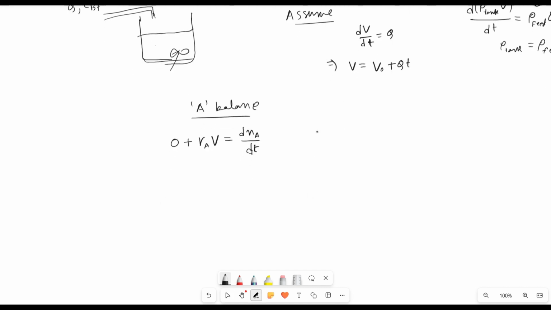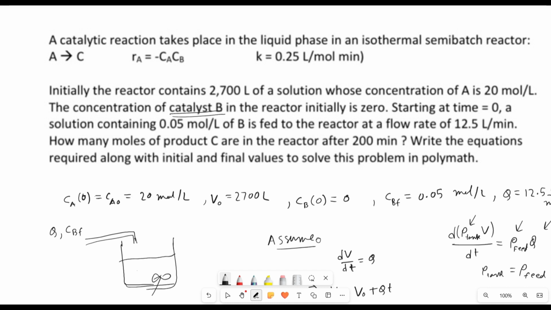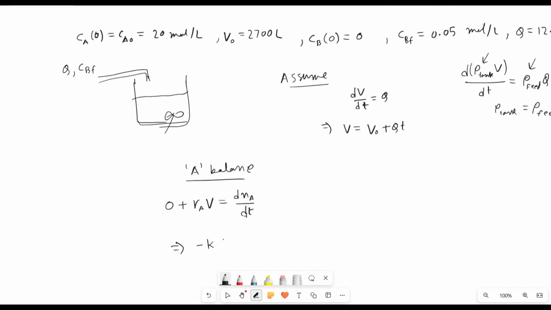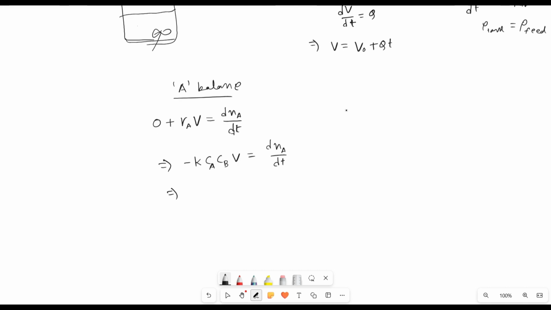Now, if we evaluate the expression, RA is given as minus K CA into CB into volume, which is equal to dNA by dt. Now, if you change CA to NA by V and CB to NB by V, times V, equal to dNA by dt, one volume gets cancelled, so I get the expression minus K NA NB by V is equal to dNA by dt. Okay. Now, the variation of NB in this reactor volume is needed.